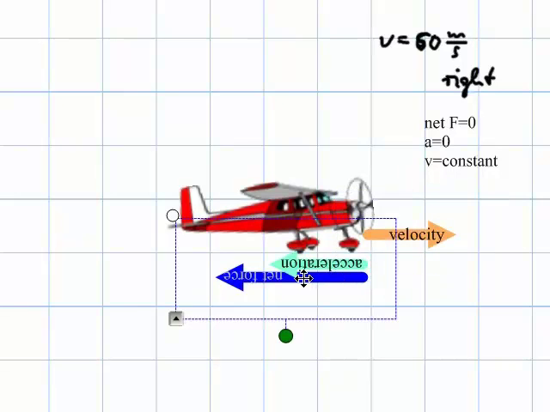Now that means with the net force pointing to the left, so there is more drag, that means also that the acceleration is to the left. Since the velocity is to the right, that means that the velocity is decreasing. So the speed is decreasing, it's getting slower. Let's say that she's flying only at 45 meters per second at this point.